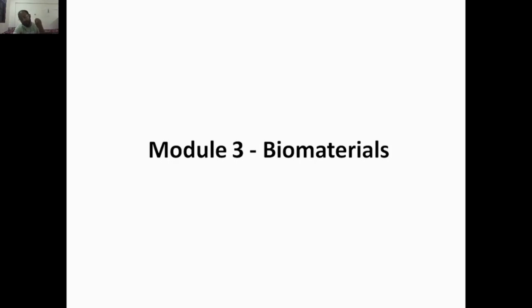So there are ideal characteristics for a biomaterial. The biomaterial has to be biocompatible in nature. What do we mean by biocompatible? It should be doing its function alone. It should not cause any other problems or reactions, infections or inflammations to neighboring tissues or cells. So that is biocompatibility.